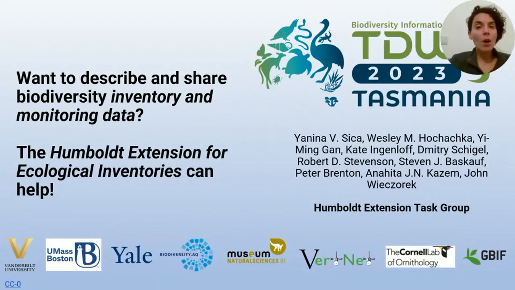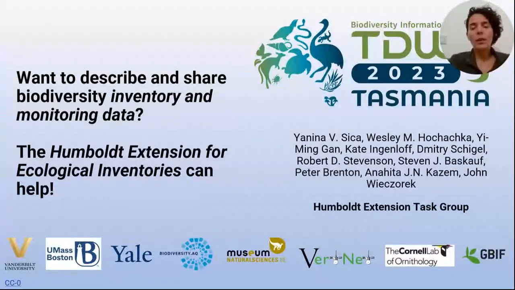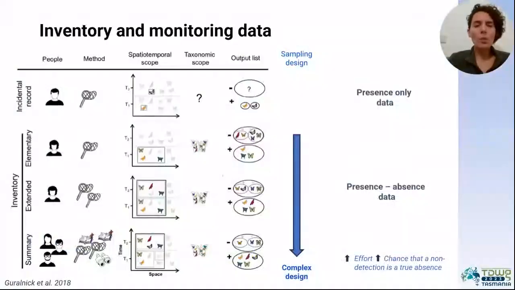Okay, so the aim of this presentation is to introduce the Humboldt extension, which is a proposed standard, or an extension to the Darwin Core standard, to better capture and report data coming from ecological inventories and other monitoring efforts. But what is so important about inventory and monitoring data? I am sure you are familiar with many different types of biodiversity data, but in this slide, I will only focus on two particular types.